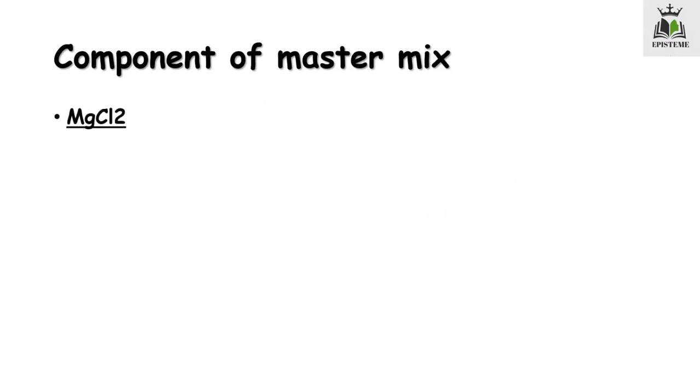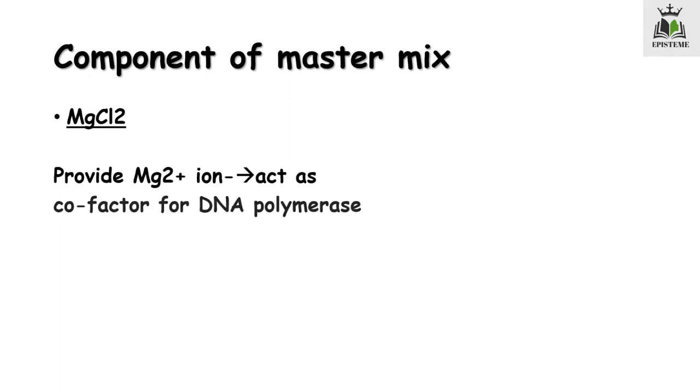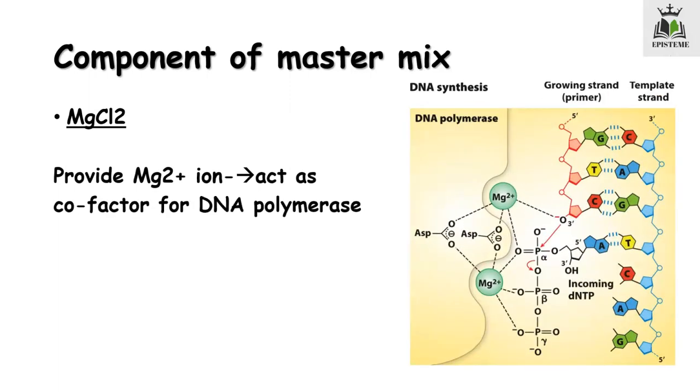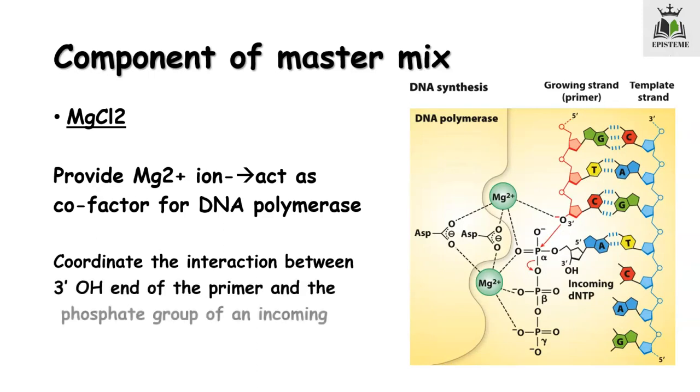The next component is MgCl2. Now MgCl2 acts as a cofactor for our DNA polymerase enzyme. So to understand this concept, let's refer to this picture. In this picture, we have the DNA polymerase on the left hand side, and the blue strand is the template strand and the red colored strand is the primer. Now there are two Mg2+ ions here.